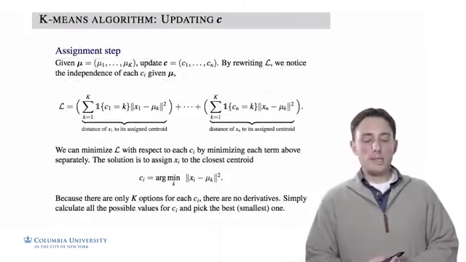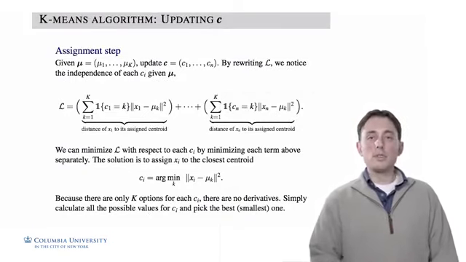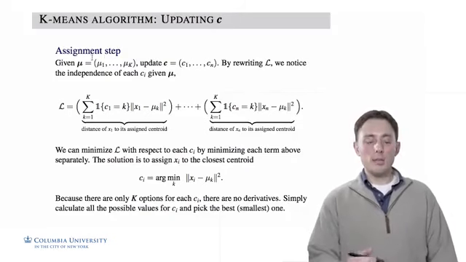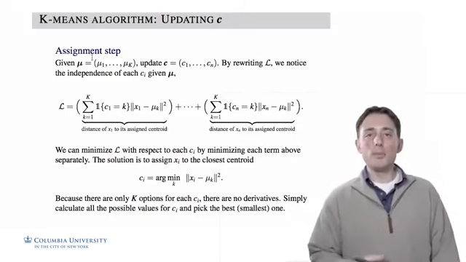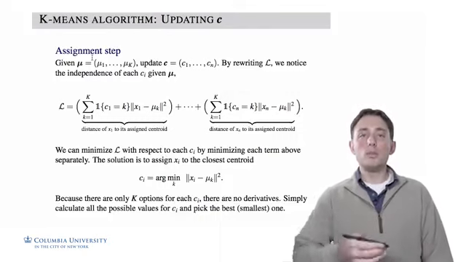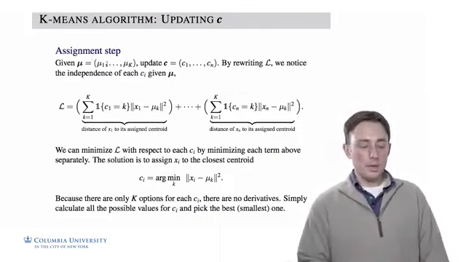Okay, let's look in more detail at the coordinate descent algorithm. Remember that the first step, we update C given mu. So we can call this the assignment step. It's where we take each data point in our data set and assign it to one of the capital K clusters. So for this step, we're given a setting for mu1 through mu k, and we want to update C1 through Cn. So the way that we update this is we look at our objective function.